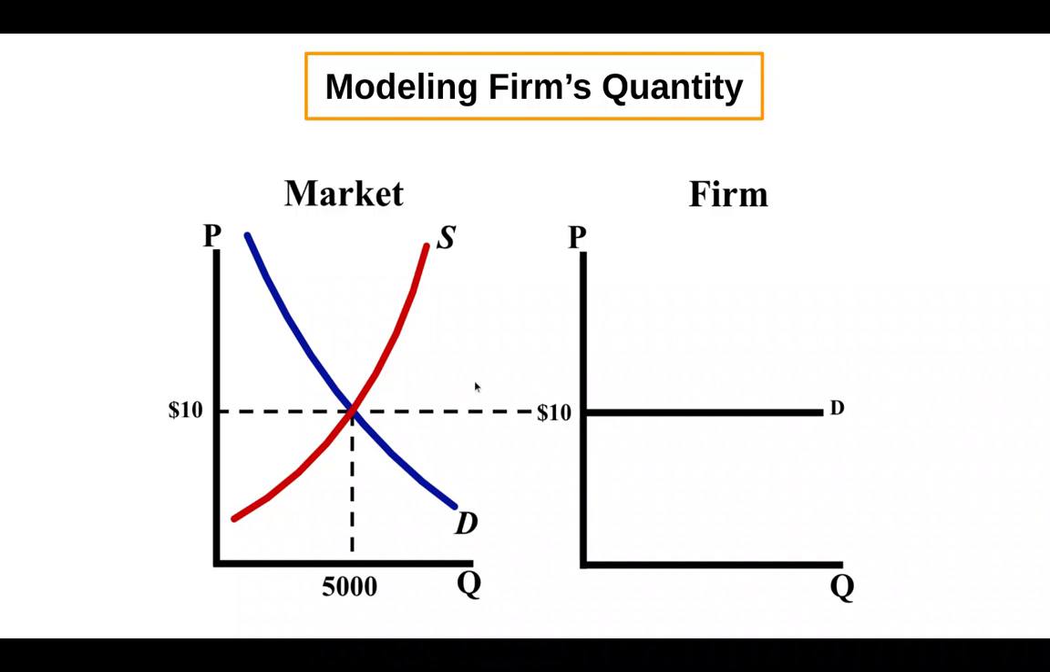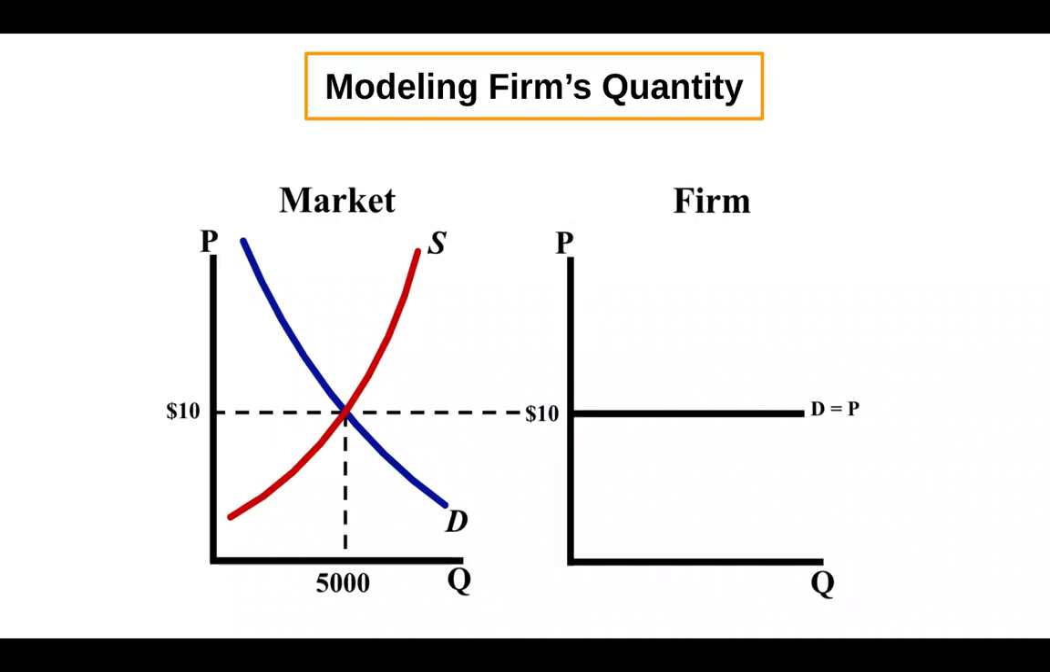Why is that? Remember, because the firm is a price taker, every single firm is going to charge this $10 price, which means that is the only price available to consumers, which means that's the only price they'll pay. So that's the demand curve. Now, we're going to say this is also price, because $10 is the price that the firm is going to charge, same as the market.